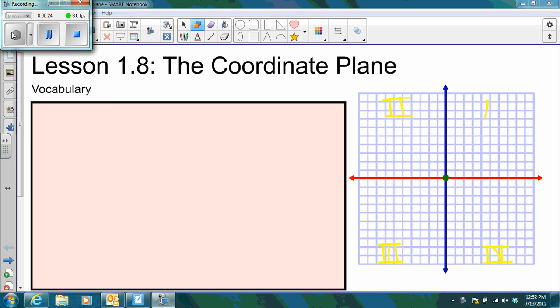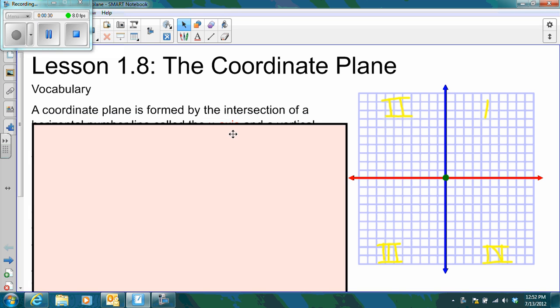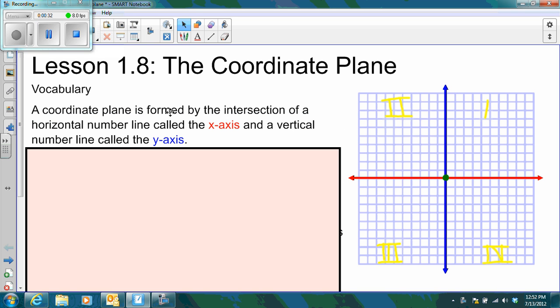But first, let's go over some vocabulary words that you should know and include in your math rules notebook for this section. The first is a coordinate plane, which is shown here on the right, is formed by the intersection of a horizontal line called the x-axis, so here in the red, and a vertical number line called the y-axis in blue. You should be familiar with these lines where at the very center we have 0, and then anything up is going to be positive, down is negative, to the right is positive, to the left is negative.